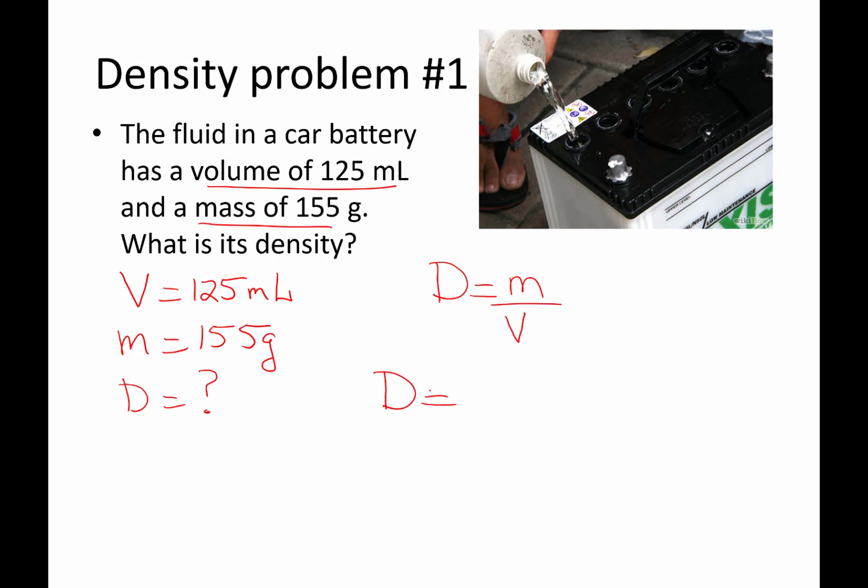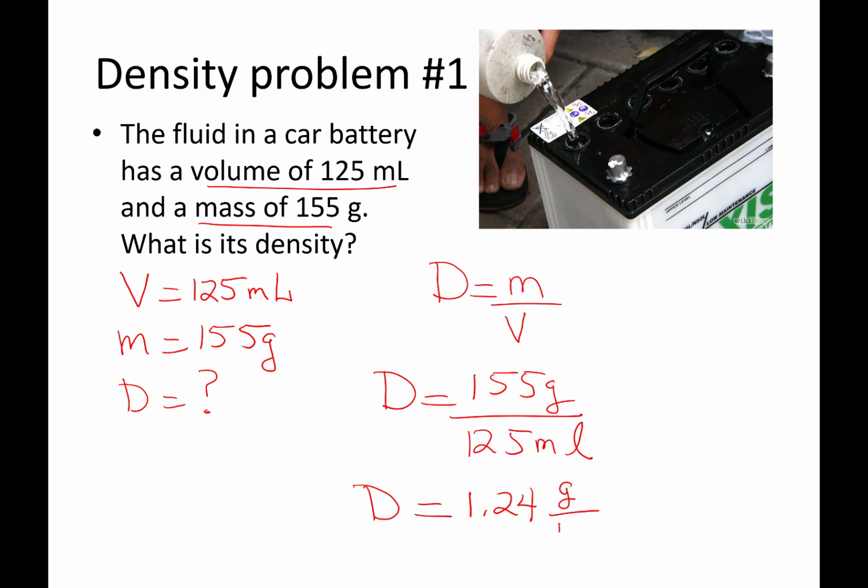The next thing I do is put these numbers plus units into the equation. So mass is 155 grams on top. Volume is 125 milliliters on the bottom. I pick up my calculator, and when I do that, that's going to be 1.24 grams per milliliter. Now, notice where the units come from. Grams are on top, milliliters are on the bottom, so my units pop right out of the calculation, grams per milliliter. Not too hard?